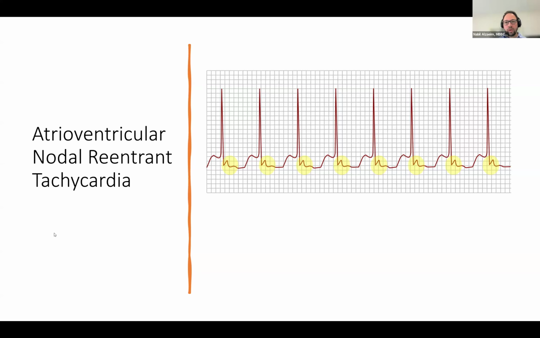AV nodal blocking agents like beta blockers or calcium channel blockers are also used, sometimes if you don't have adenosine, and they should be used to prevent recurrence of the episodes. In patients with recurrent AVNRT, and those who don't tolerate or prefer not to take medication such as beta blocker or calcium channel blocker, you can refer them for cardiac ablation, which has a high success rate.